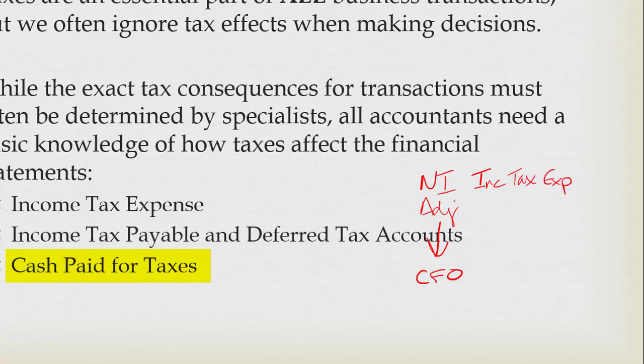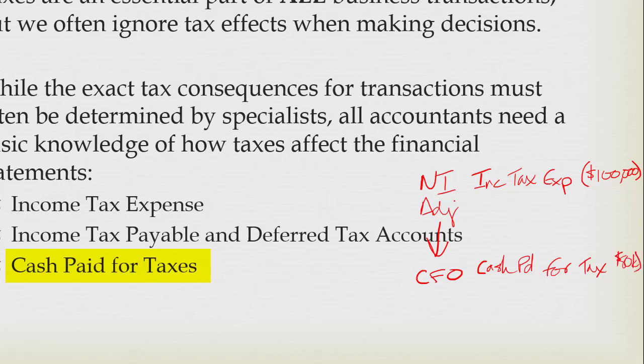And let's say we showed that as being $100,000. And of course, that's a negative because it's an expense. And then we looked at our cash effect. So cash paid for taxes was only $80,000.